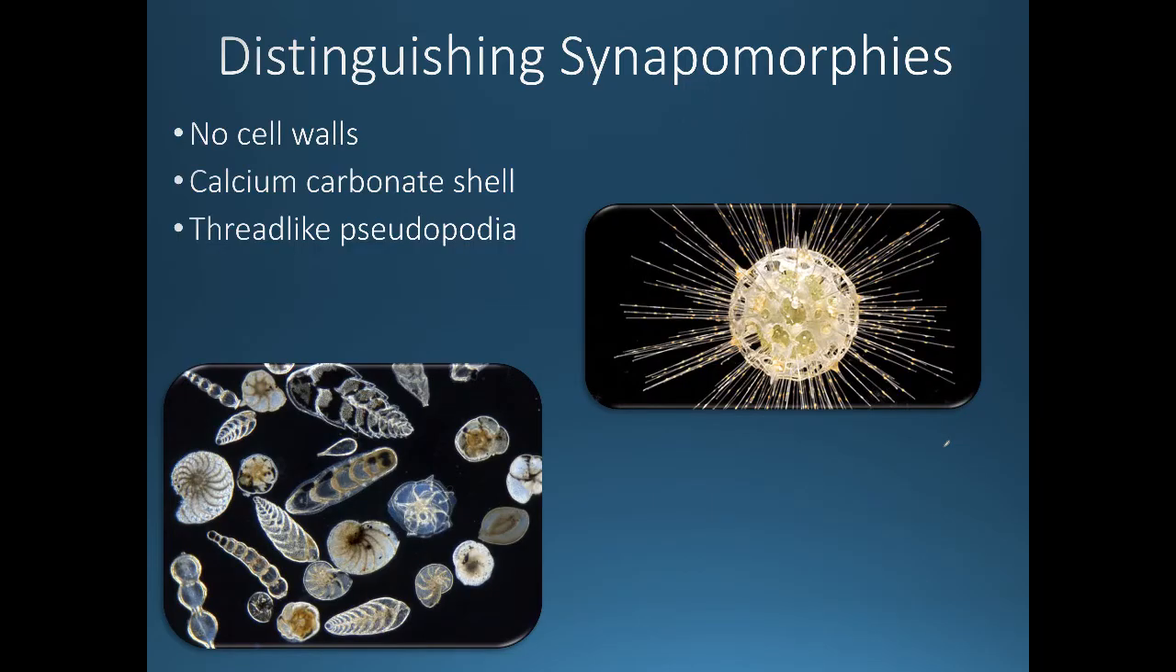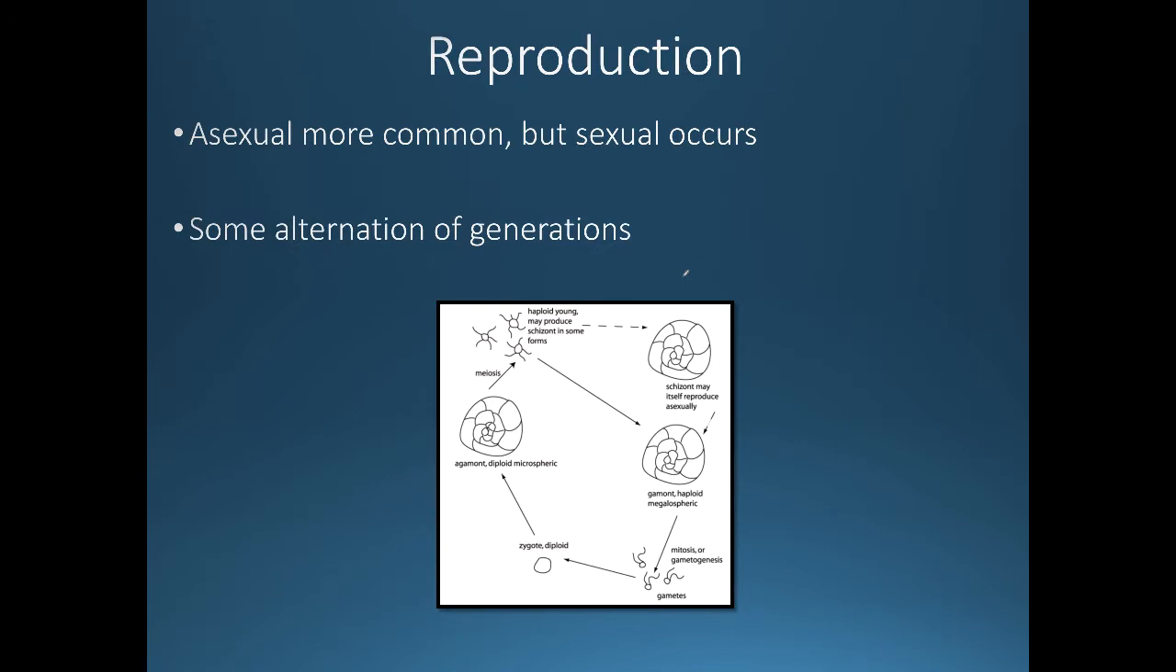So first, the synapomorphies that distinguish Rhizaria is that they don't have any cell walls. They also have this interesting calcium carbonate shell, and they have a very unique pseudopodia, as you see in this picture here. They appear thread-like and almost like spikes. Now, the reproduction is usually asexual. That is the most common form of reproduction for Rhizaria. However, there are some that will reproduce sexually, and in the multicellular Rhizaria, we do see some evidence of alternation of generations.